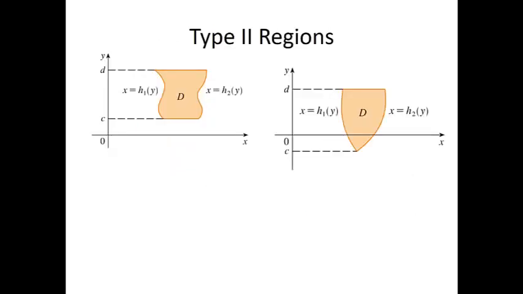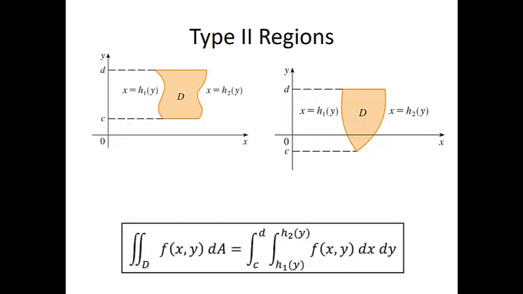And that brings us to what we call type 2 regions. So here, the region D, we see that the values of x are bounded between two functions, h1 of y and h2 of y, whereas our y values are bounded between two constants, c and d. And if our region looks like this, then we can set up our double integral over D so that the outer integral is our y integral.